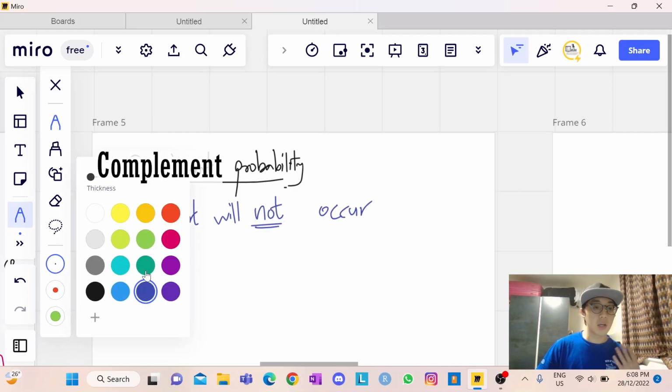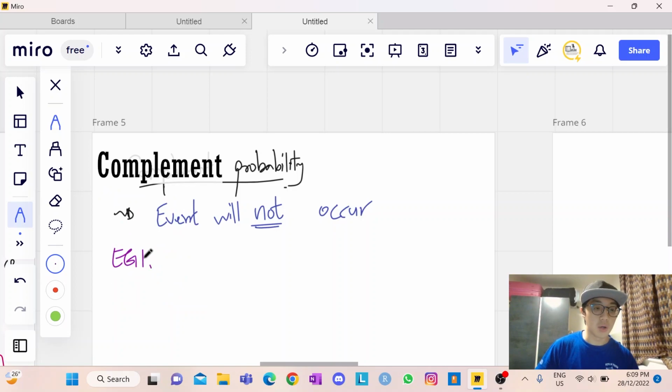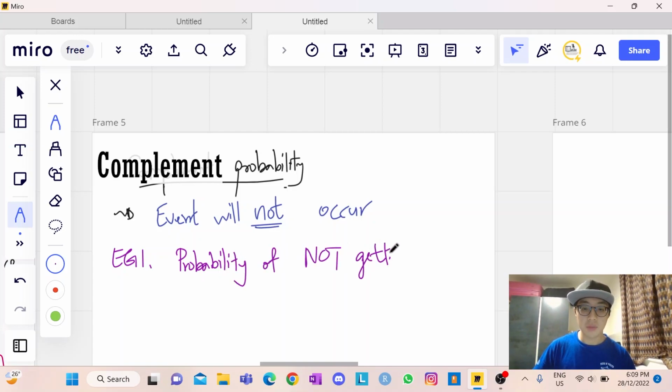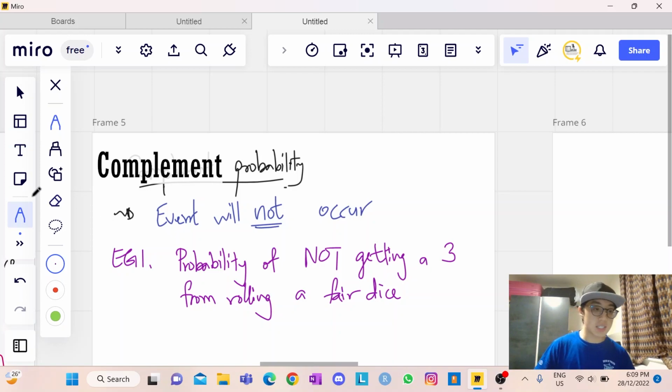Okay, so if we are going to use back the same example, EG1, what is the probability of not getting a 3 from rolling a fair dice? All right, a fair 6-sided dice.